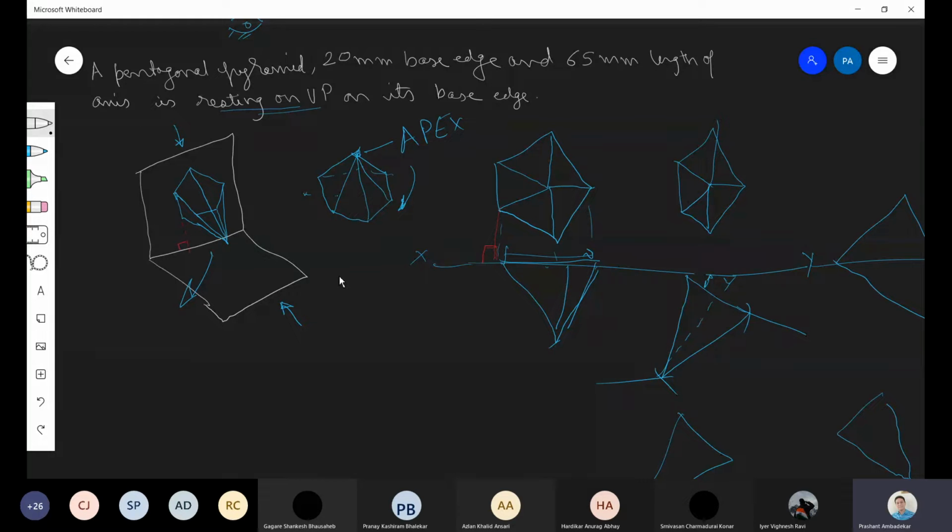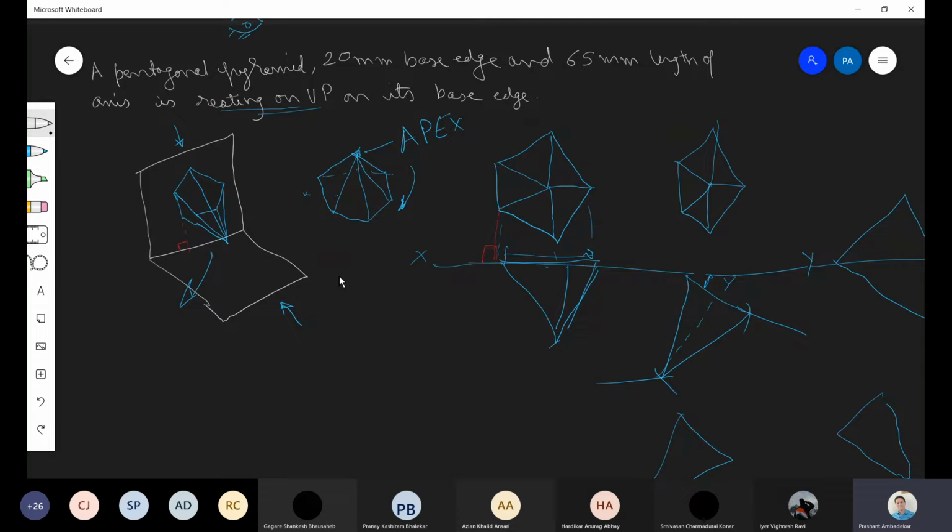ठीक है, अभी उसको निकालो वहां से and keep it on the VP. उसको VP पे चिपका दो. So now the pentagonal pyramid is resting on VP on its base. उसका base touch कर रहा है VP को. Okay, now when its base is touching on VP, if you see from the top, however it is kept, line inclined है, line perpendicular है, वो बाद में करेंगे हम. It is resting on VP, मतलब its base is touching the vertical plane, and you are the observer.